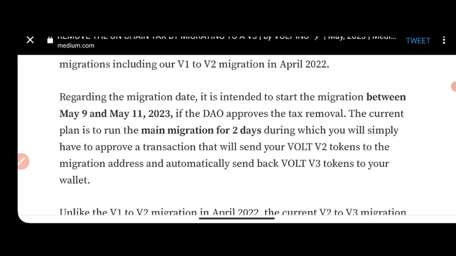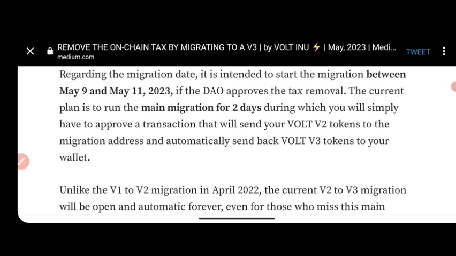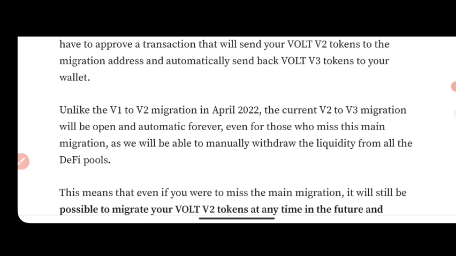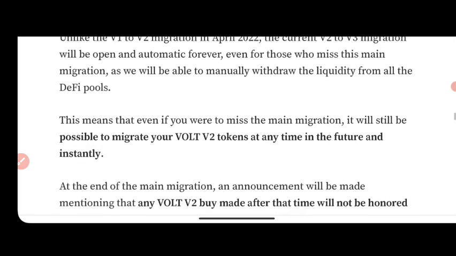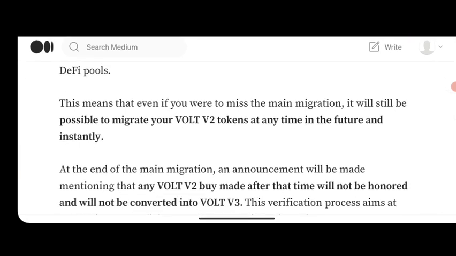So at this particular point we are going to be seeing that the migration is going to be taking 2 days, 2 days duration, and this is going to be taking 2 days to actually approve. But this migration for the v3 is actually going to be taking forever. Let's see what we have right here. So I'm going to read up at this particular site.